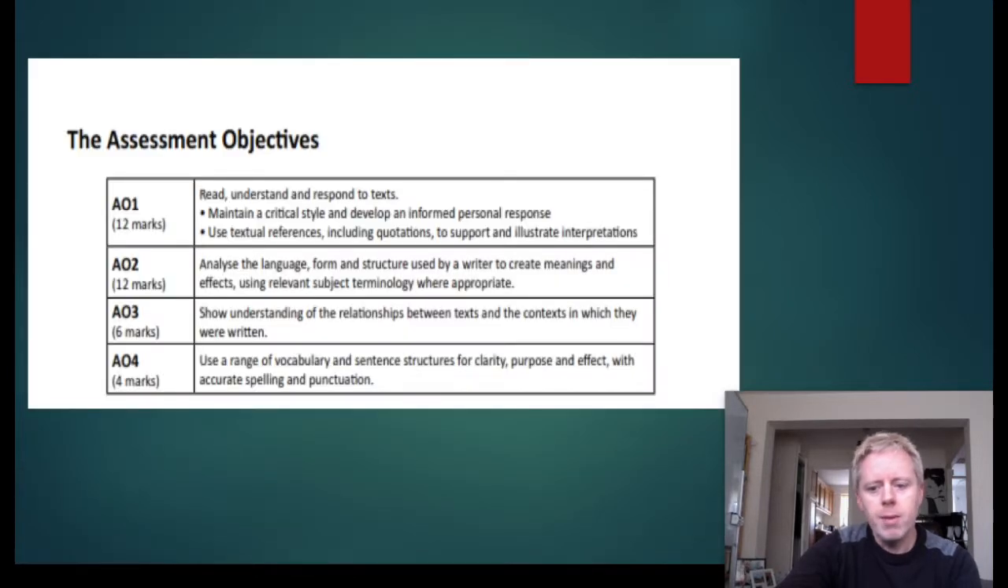Before we get on with the question, look at the assessment objectives. AO1, AO2, AO3: 12 marks, 6 marks, and plus 4 for SPAG in this question. So pause the screen, have a look at those in a little bit more detail if you need to.